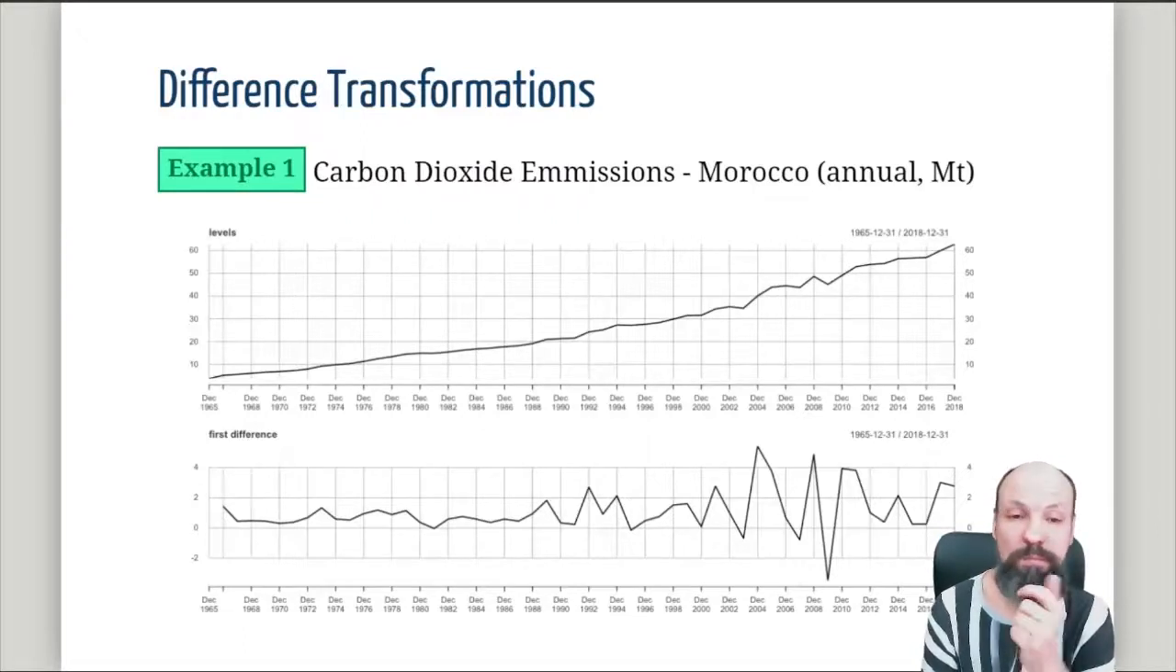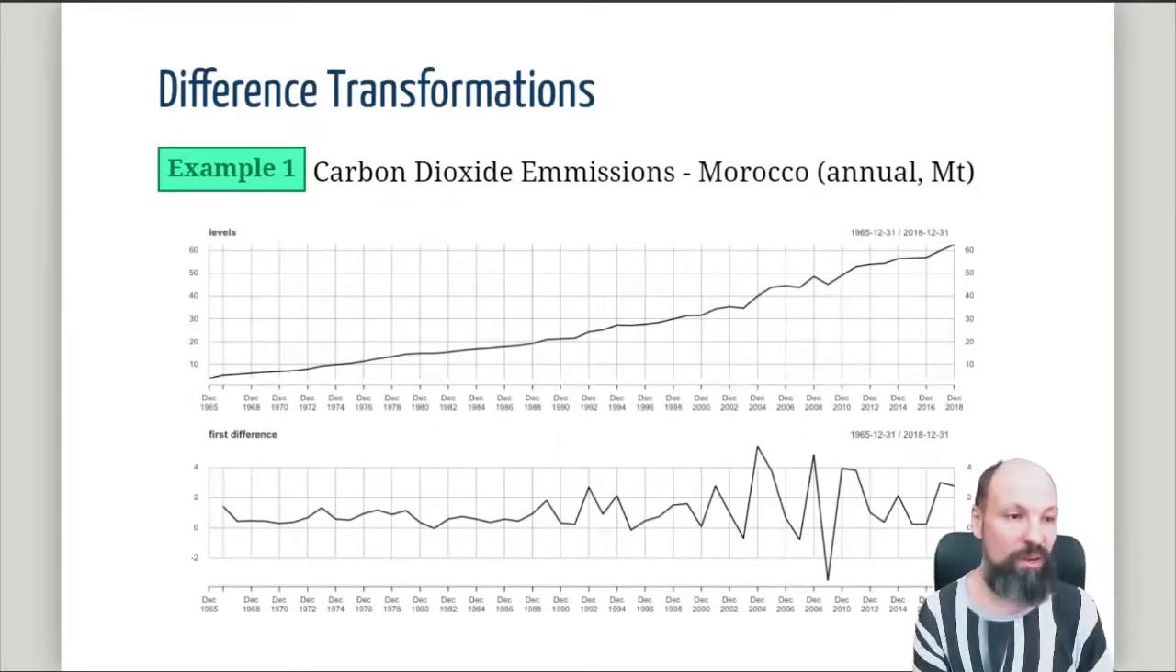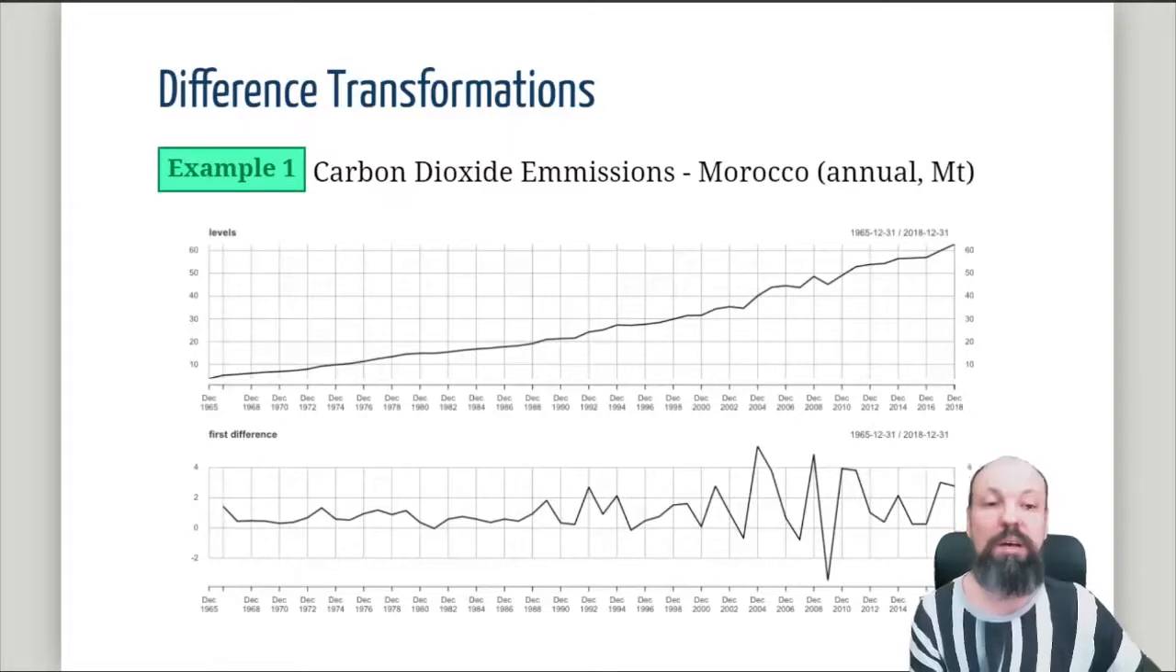Non-stationary. Why? Yes, upward trend, sustainable growth, definitely non-stationary in mean. No formal testing is required. That should be really easy.